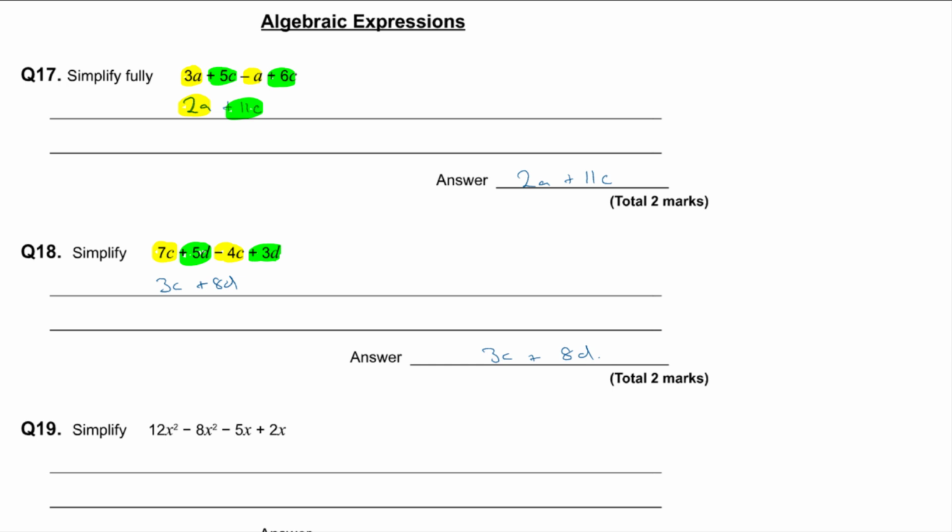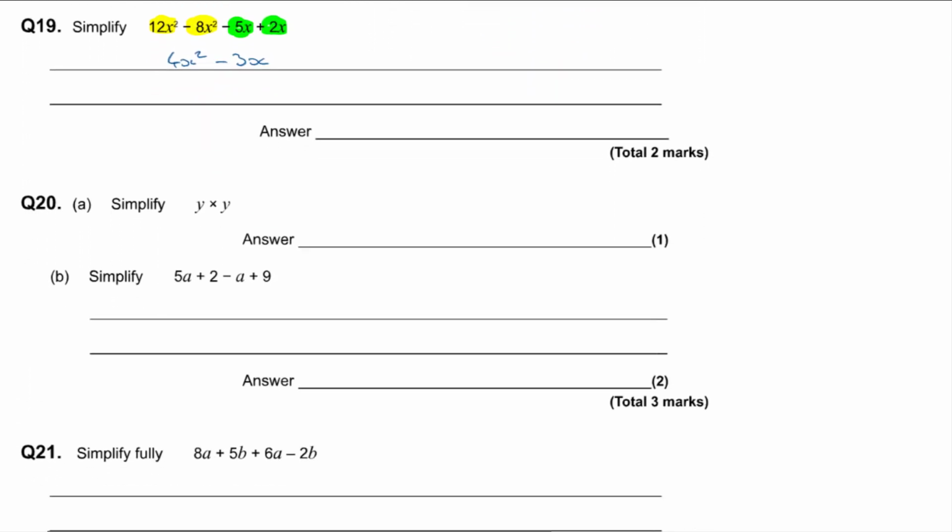Now, all these terms have got to do with x, but these ones have to do with x squared, and these ones have to do with x. So these are different types of terms. x squared terms are different from x terms. So collecting the x squared terms together, I've got 12x squared minus 8x squared. That leaves me with 4x squared. And I've got minus 5x plus 2x. Now, if you're at negative 5 on the number line and you add on 2, it's going to take you up to negative 3. So that's going to give me minus 3x altogether. So 4x squared minus 3x is my final answer.